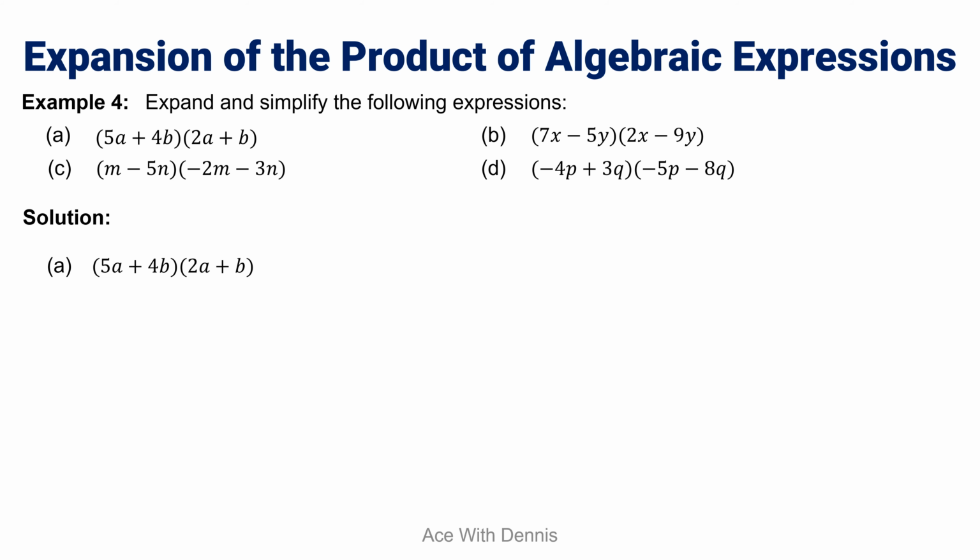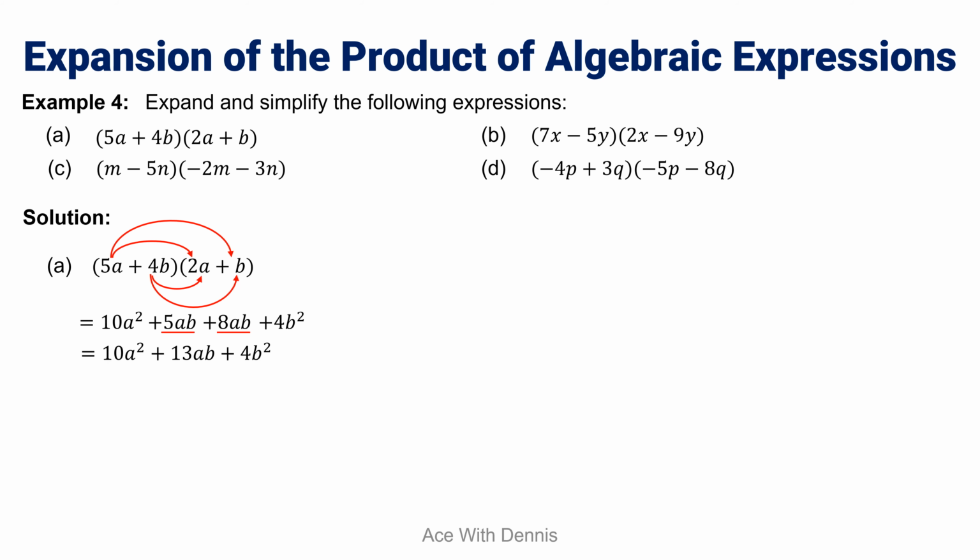So here's the solution for A. (5a + 4b)(2a + b). We expand the bracket. 5a times 2a, we get 10a squared. 5a times b, we have 5ab. 4b times 2a, we have 8ab. And 4b times b, we have plus 4b squared. Then we group the like terms together. Then we get 10a squared plus 13ab plus 4b squared.